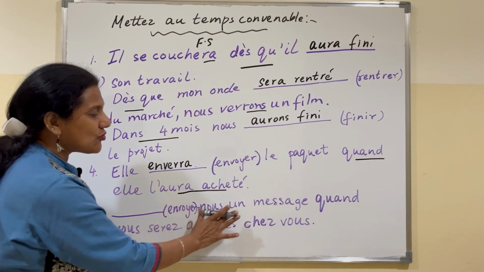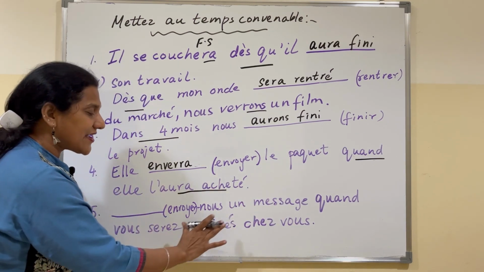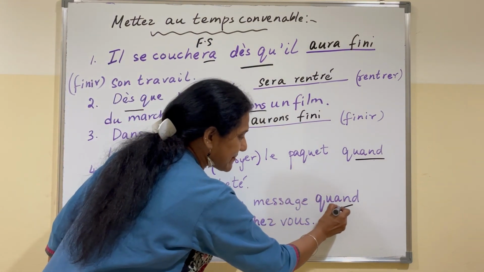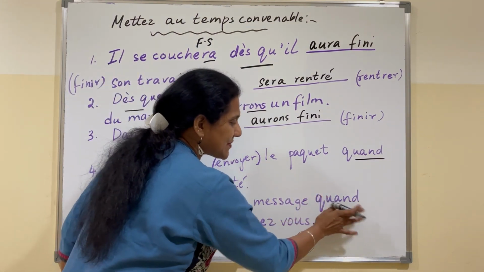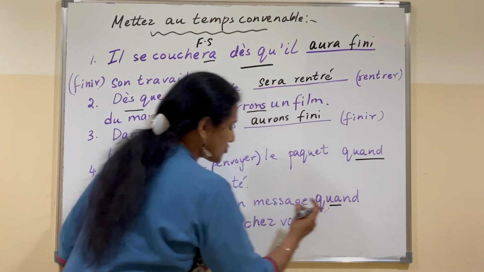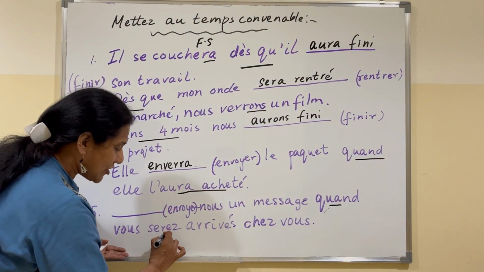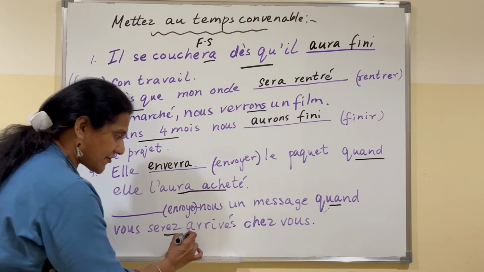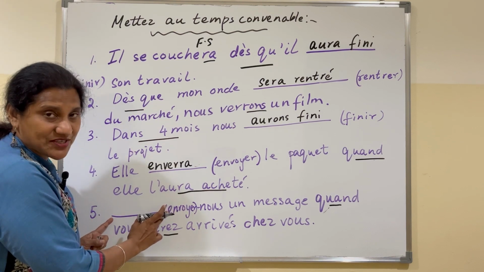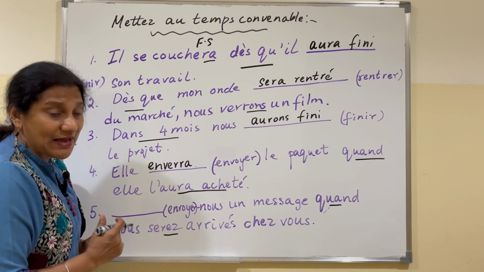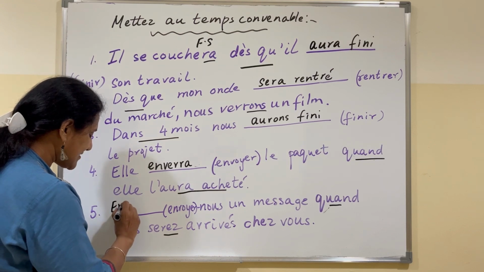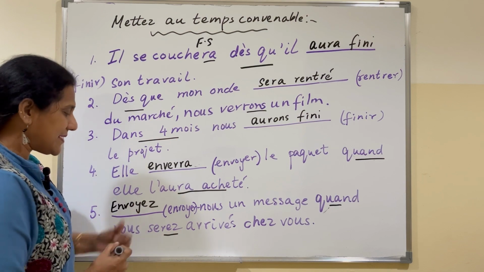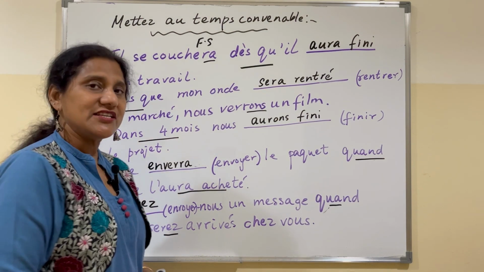Envoyez-nous un message quand vous serez arrivé chez vous. So in this case, again we've got quand, which is my indicator, which tells me that it's going to be when. So here we have to look at the verb. When we say the given tense, this given tense is in futur antérieur. But here I don't have a subject pronoun, so I need to use l'impératif. So, you send us a message when you reach home. Envoyez-nous un message quand vous serez arrivé chez vous.